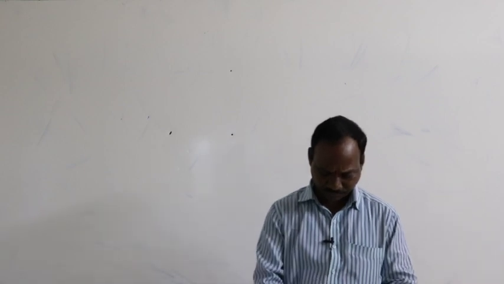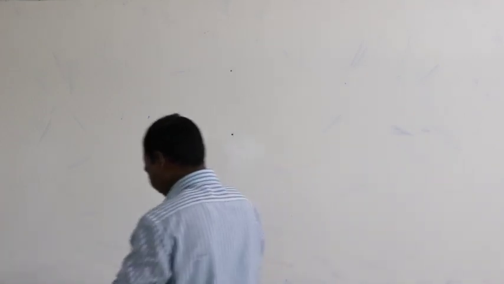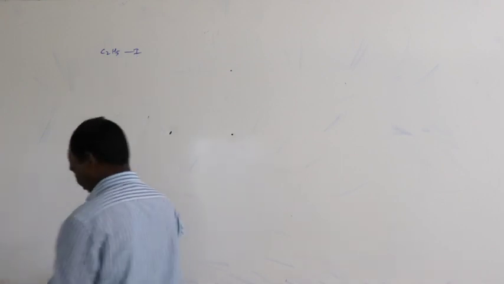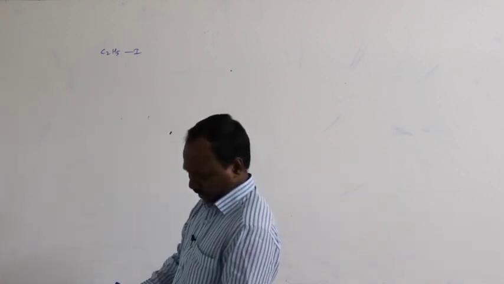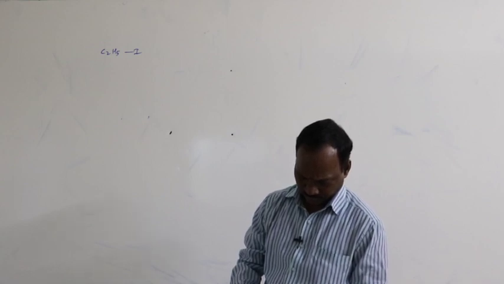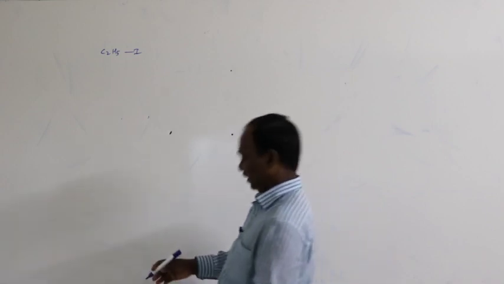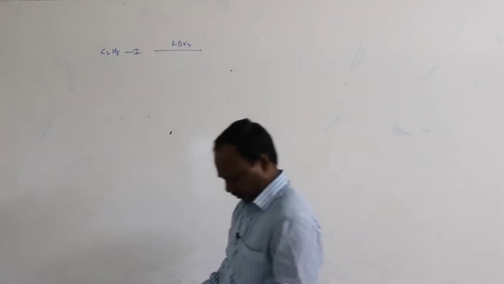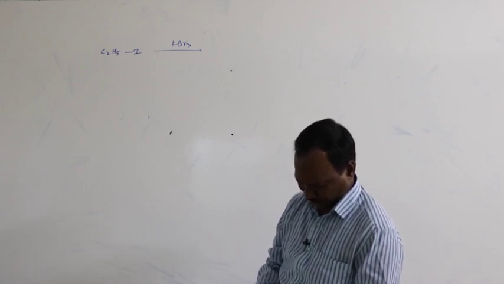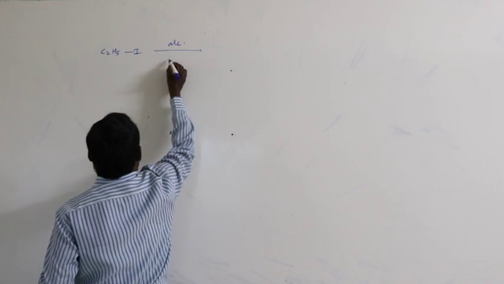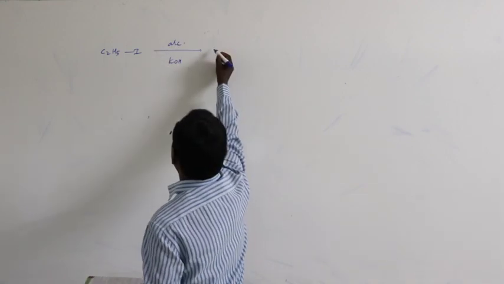Right, next question is C2H5I, ethyl iodide, aqueous KBr, potassium bromide, then alcoholic KOH. This is compound X.